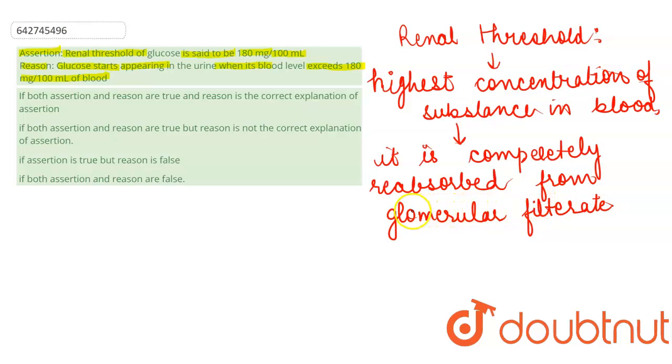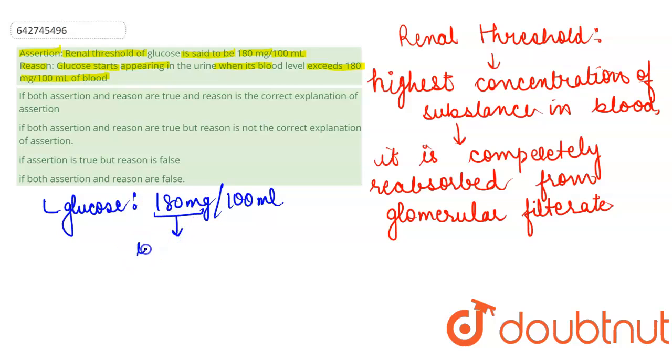For glucose, the renal threshold value is 180 milligram per 100 ml. So this is the renal threshold value of glucose. Up till this specific concentration, glucose gets completely reabsorbed and does not appear in the urine.